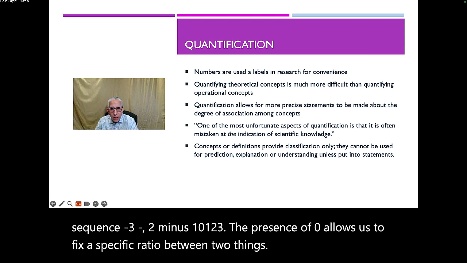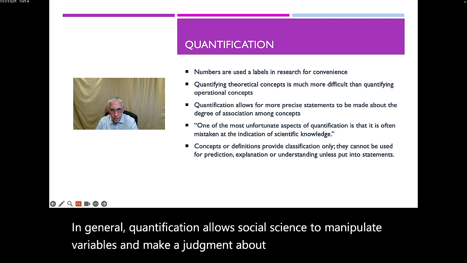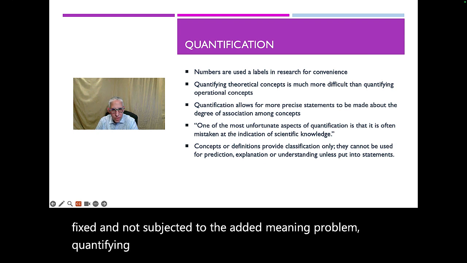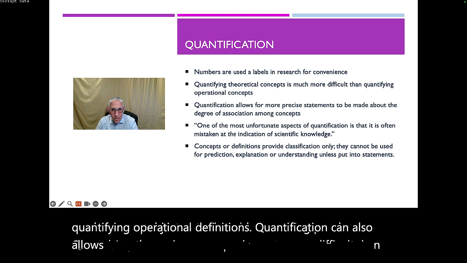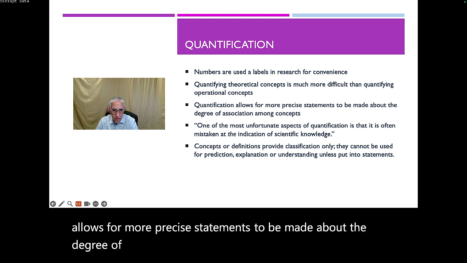In general, quantification allows social science to manipulate variables and make a judgment about the existence of the phenomena. Numbers allow for quantification in ways that are fixed and not subjected to the added meaning problem. Quantifying theoretical concepts is much more difficult than quantifying operational definitions. Quantification can also allow for more precise statements to be made about the degree of association among concepts.